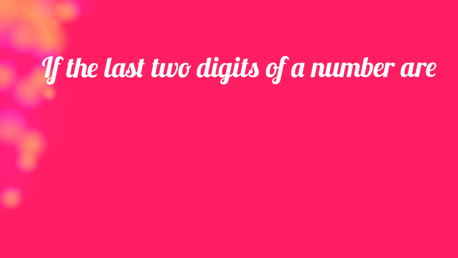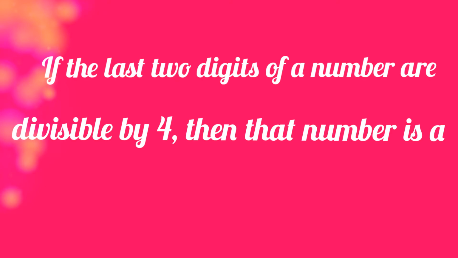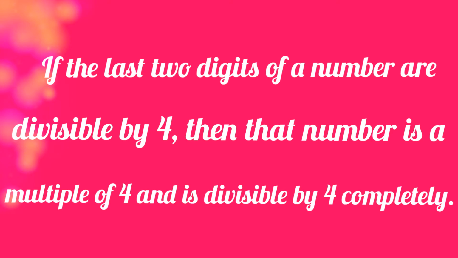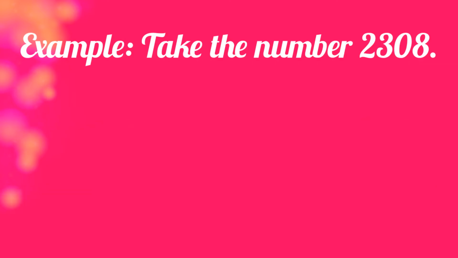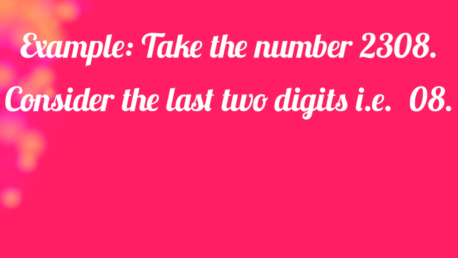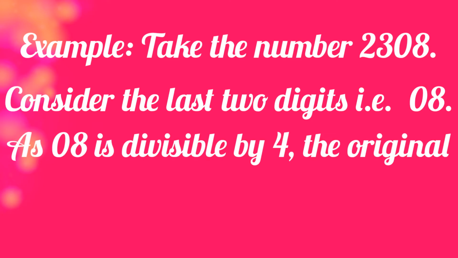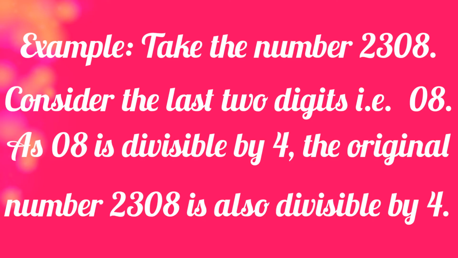Divisibility by 4. If the last two digits of a number are divisible by 4, then the number is a multiple of 4 and is divisible by 4 completely. Example: take the number 2308. Consider the last two digits, that is 08. As 08 is divisible by 4, the original number 2308 is also divisible by 4.